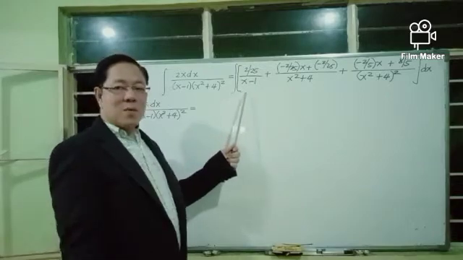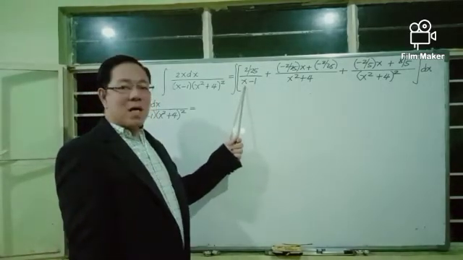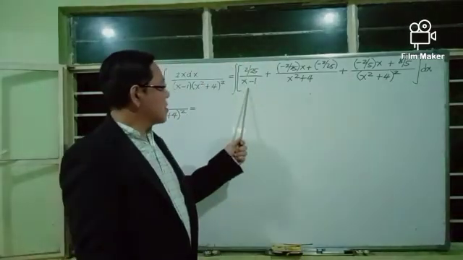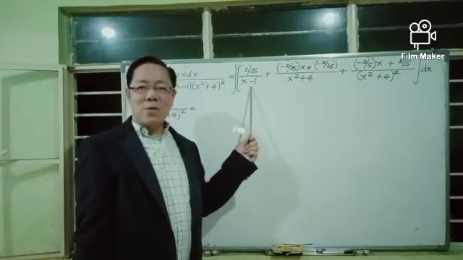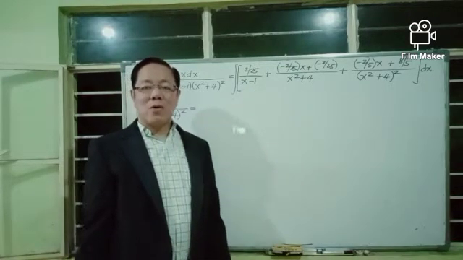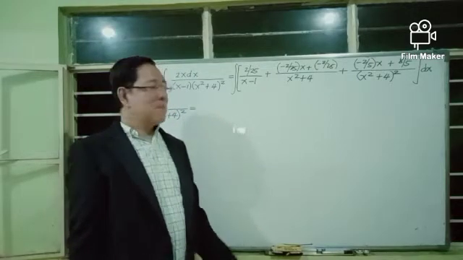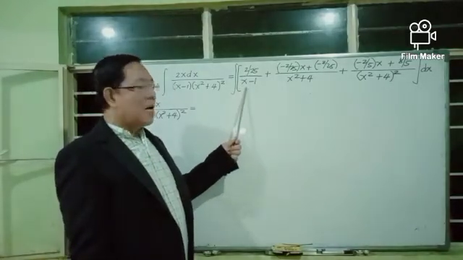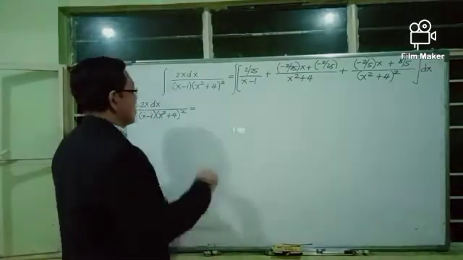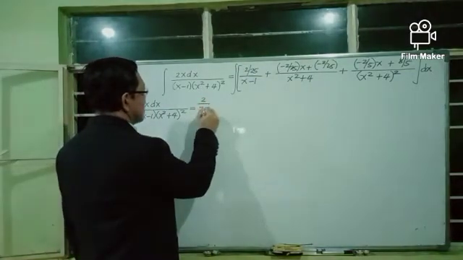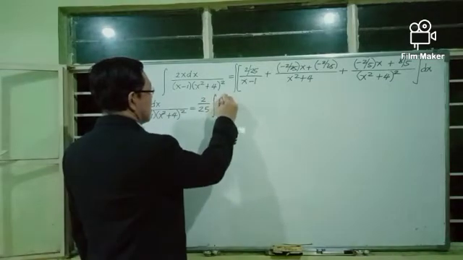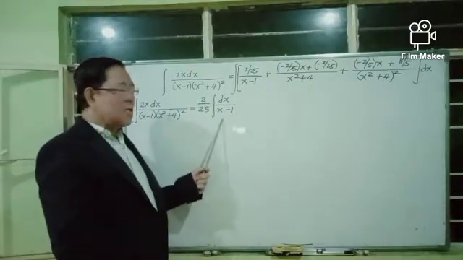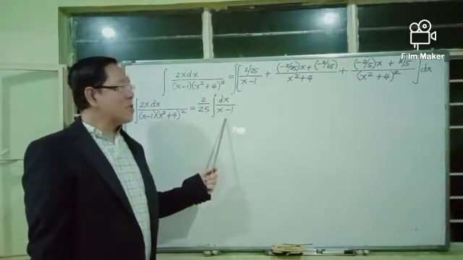So the first term is equal to the integral of 2 over 25 over x minus 1 with respect to x. And to the first term, we apply another integration rule: the integral of a constant times a function is equal to the constant times the integral of the function. So the first term is equal to 2 over 25 times the integral of dx over x minus 1. And this is readily integrable. It's equal to ln of x minus 1.